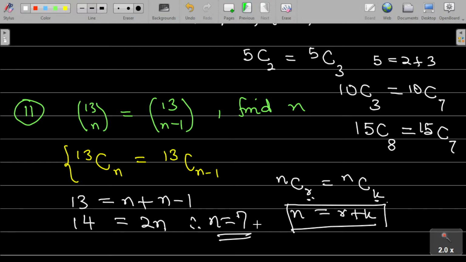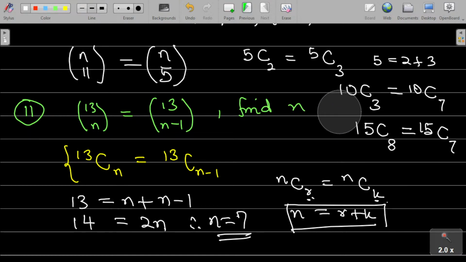Now look at that other one. You are given 11 combination n is equal to 11 combination 5. What's the value of n? Everybody, what's the value of n? Chidima says she does not understand. Okay, meanwhile, let's answer this one while I explain to Chidima and Nikki. Let's come back here.